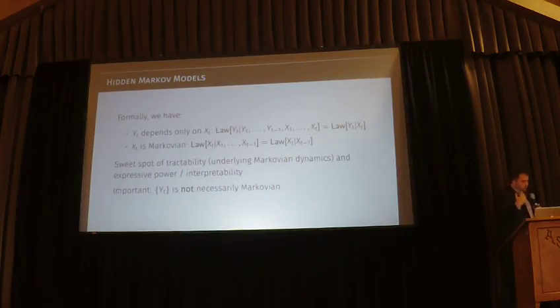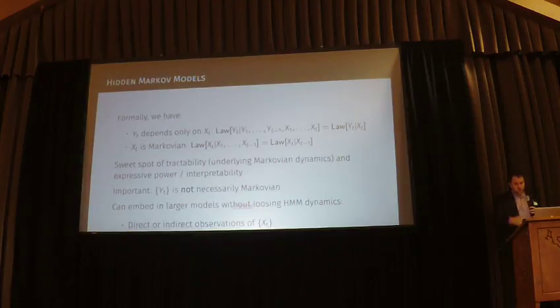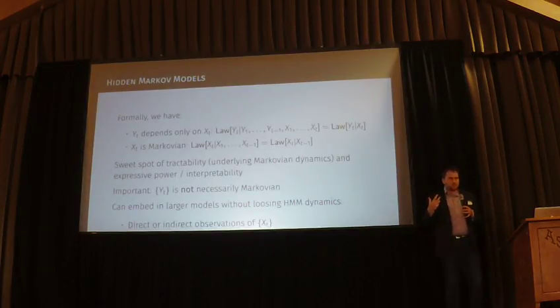When you say a function of something, that can be really, really general. And what's important is, even though the underlying thing is simple, what you observe doesn't have to be so simple. It doesn't have to be Markovian. And of course, you can always stick these in more complex models. And this is really why they're such a good tool.